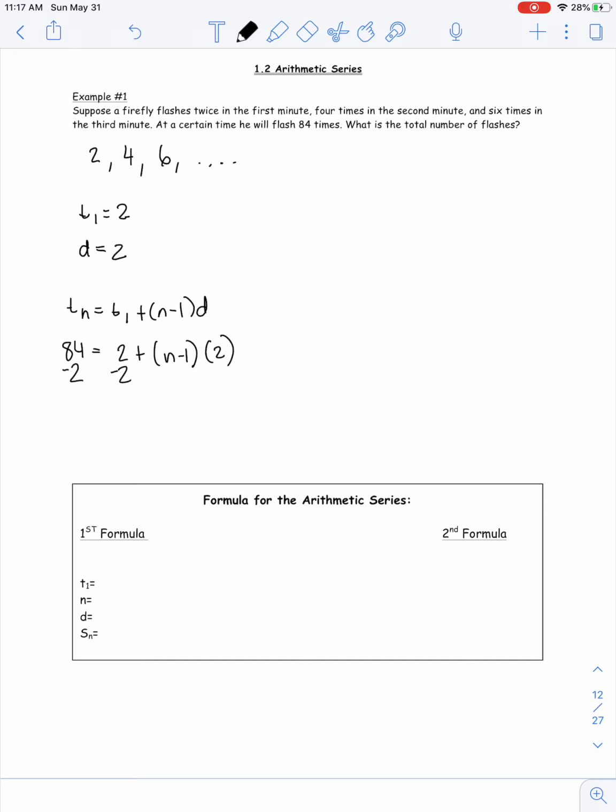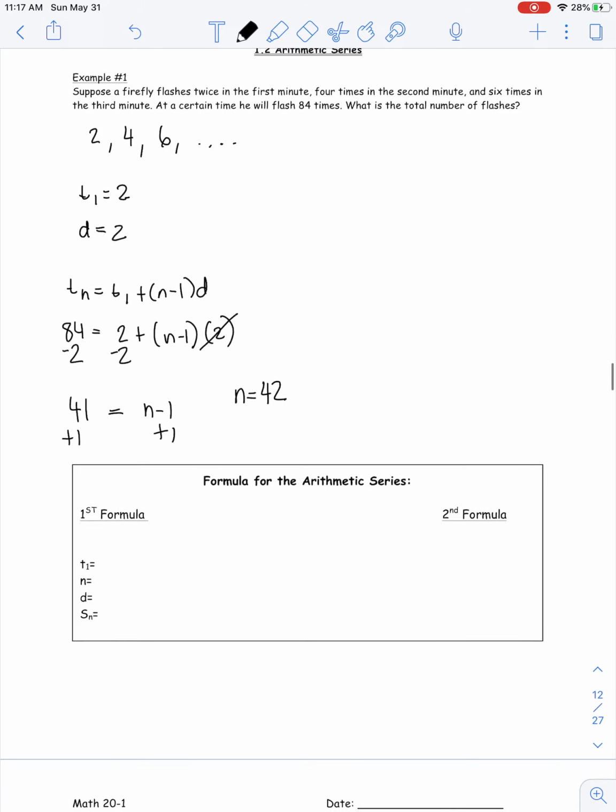So we can subtract 2 on both sides, and then we can divide this answer by 2 to get rid of that. So 84 minus 2 is 82. Divided by 2 is 41. 41 now equals n minus 1. And then you add 1 to both sides, and you get that in the 42nd minute, that's when he flashes 84 times.